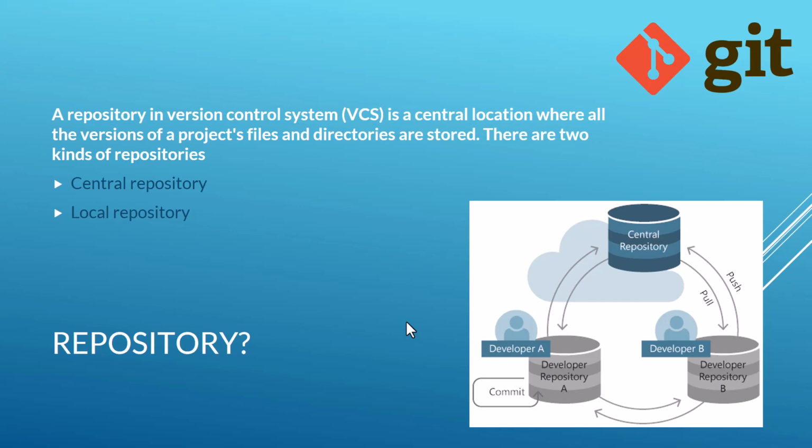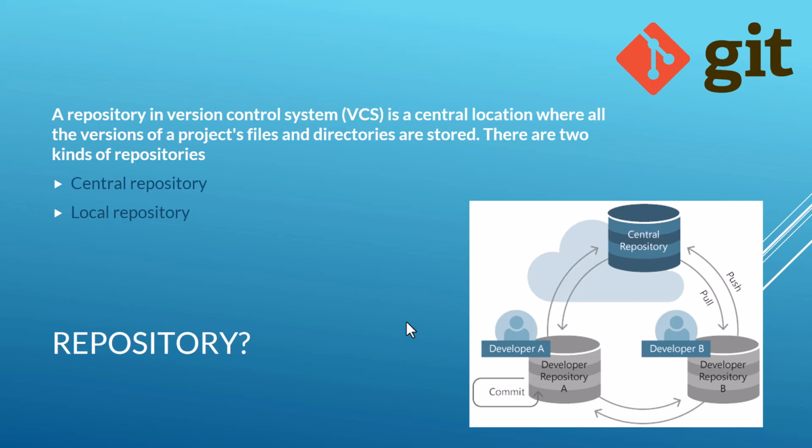Alright, now we will talk about what a repository is and how many types of repositories there are. A repository in a version control system is a central location where all the versions of a project's files and directories are stored. A version control system allows developers to track changes made to their code over time, collaborate with other developers, and manage multiple versions of their project.